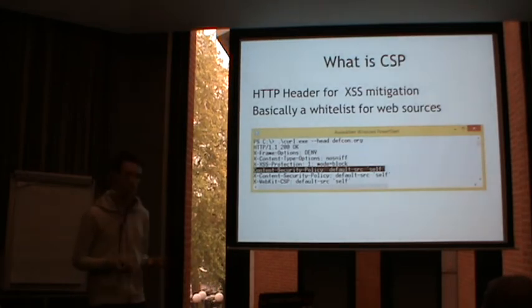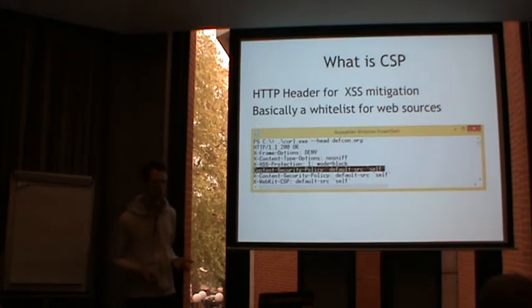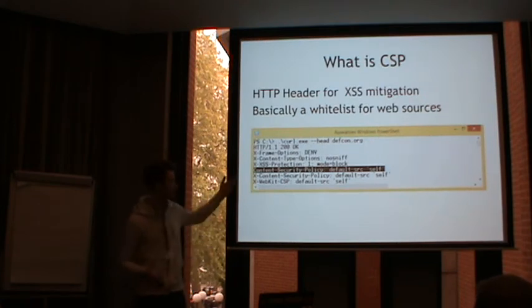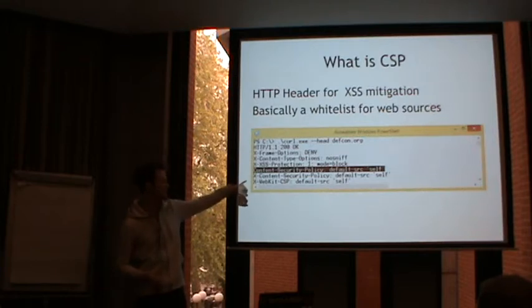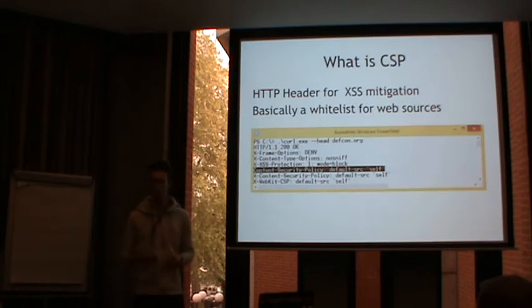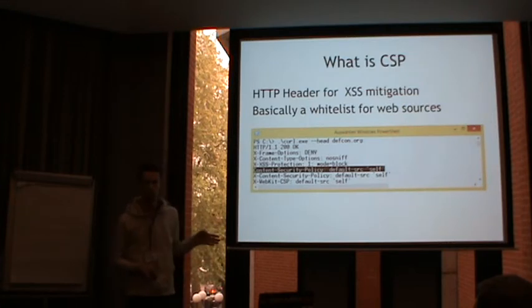Content security policy is basically an HTTP header. If you request a site, you get a response from the server, and the server sends you an HTTP header. For example, defcon.org has CSP enabled, with the policy default-src 'self', which tells your browser you're allowed to load sources like JavaScript files, style sheets and images only from our server. They could specify facebook.com or wherever you want, but basically it's a whitelist.